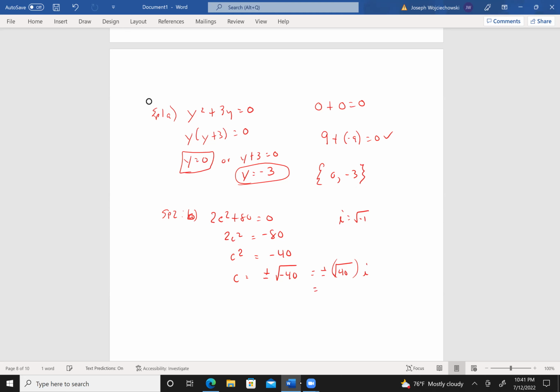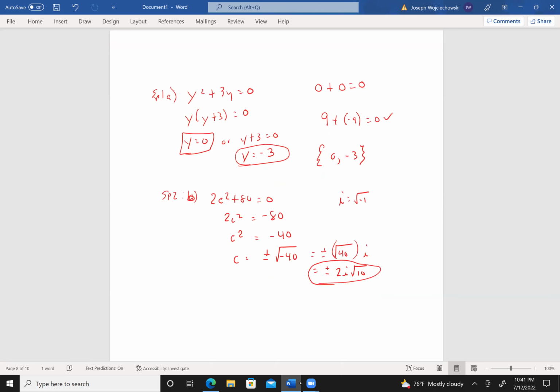And we can go further here, plus or minus. And 40 is 4 times 10. So this would be 2 times i times the square root of 10. So that would be what you would have to put on homework. Again, as I said, other than homework, we won't be dealing with this. So now let's go back.